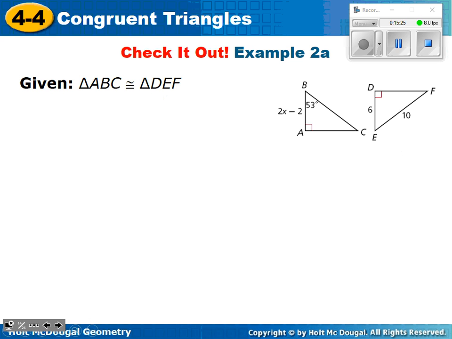Okay, same thing here. Same kind of a problem. They're asking you to solve for x. So what would we do?